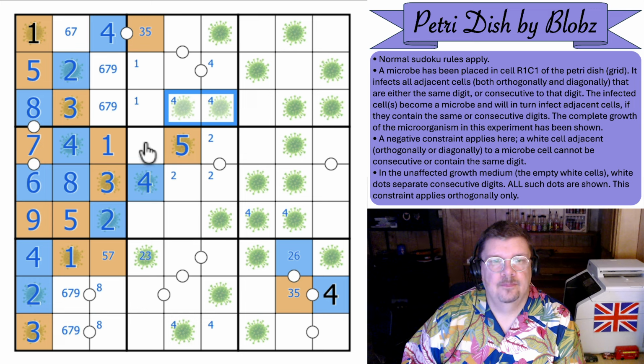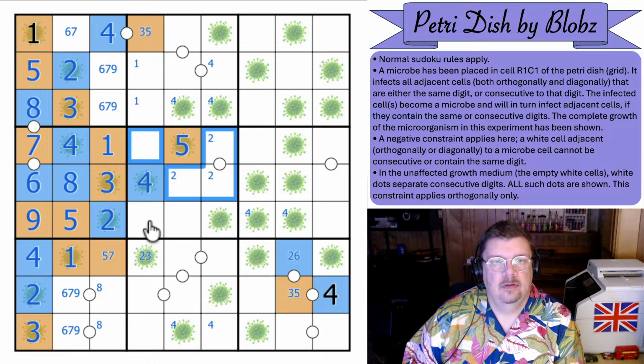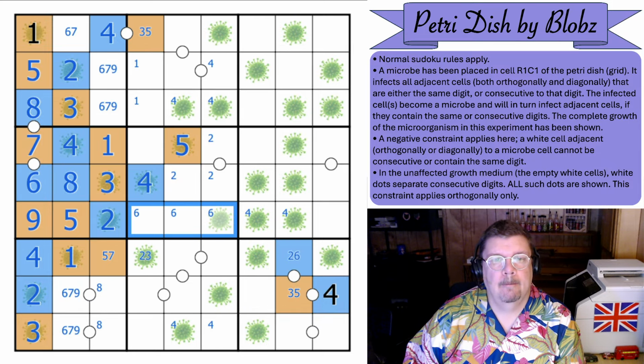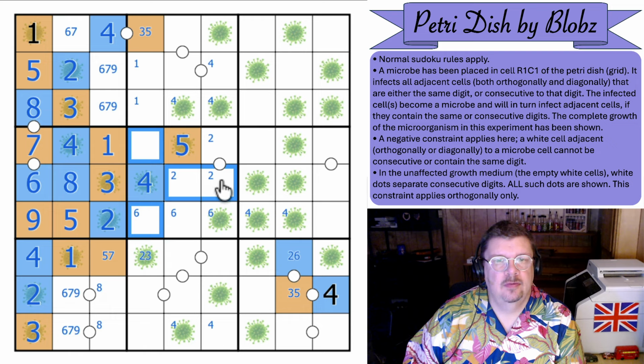All right, neither of those can be 6 by sudoku. So 6 is in one of those 3. None of those can be a 3. That could be a 3 with a 2 there.